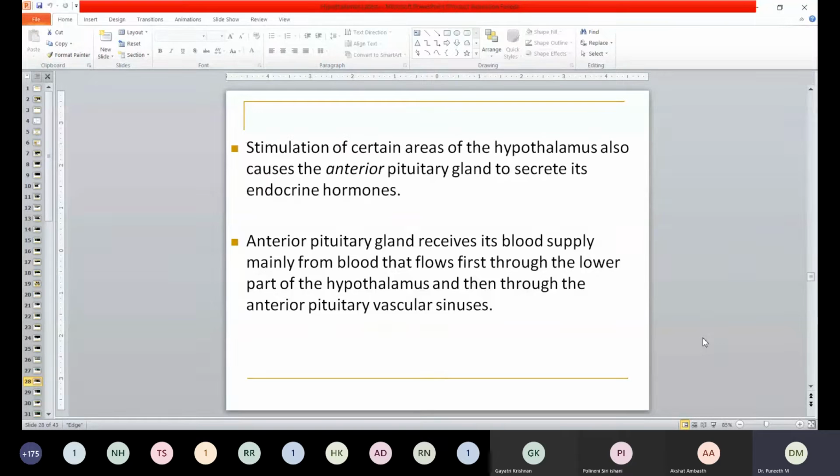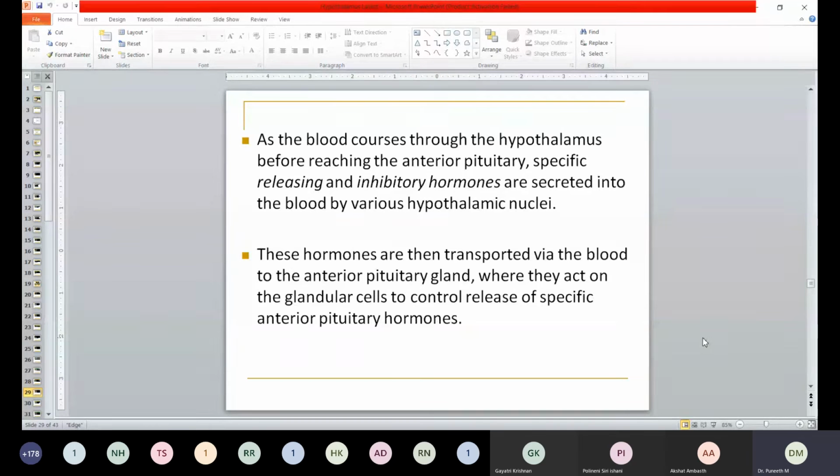So stimulation of certain areas in the hypothalamus will cause the anterior pituitary to secrete endocrine hormones. What they have found is that the anterior pituitary gland receives its blood supply mainly from blood that first flows through the lower part of the hypothalamus and then through the anterior pituitary vascular sinus. So these releasing hormones and inhibiting hormones will reach the anterior pituitary from the lower part of the hypothalamus through this route. As blood passes through the hypothalamus before reaching the anterior pituitary, there will be specific releasing and inhibitory hormones, which I have already explained.